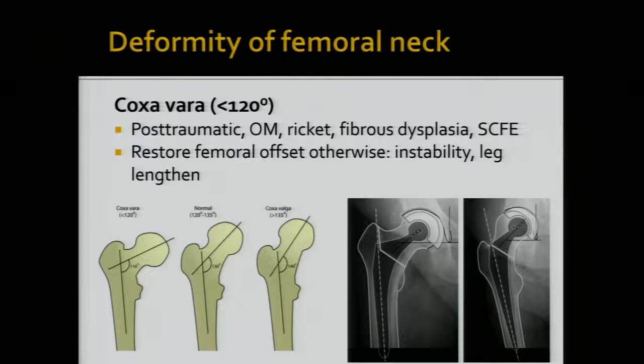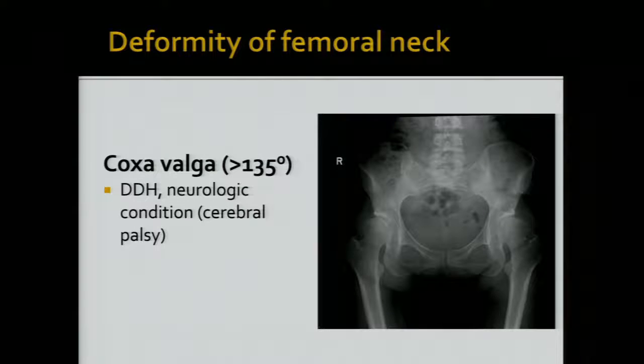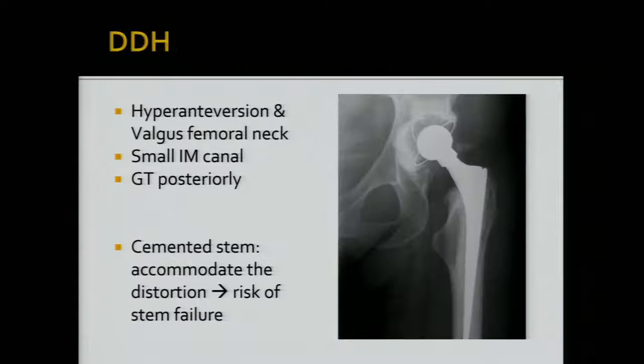For hip replacement with coxa breva, it is recommended to do a slightly lower neck cut and implant a high offset stem, as shown in this picture. The coxa valga: the most common situation in our practice is developmental dysplasia, where the femoral anatomy presents with excessive anteversion, coxa valga, and a small canal.